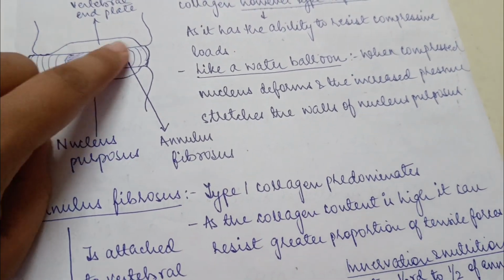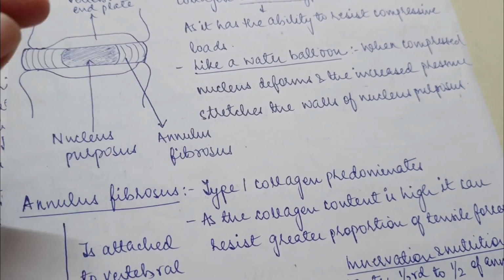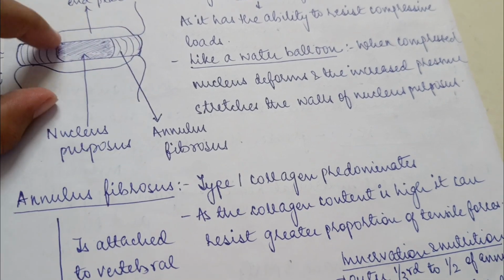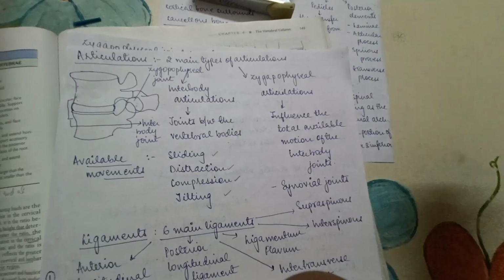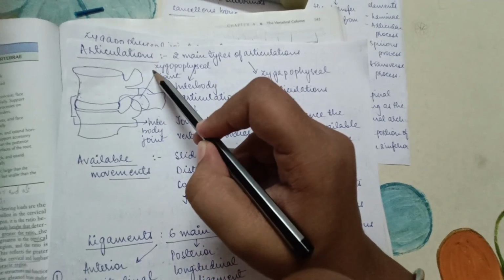Okay, and this annulus fibrosus is attached to the vertebral end plates by Sharpey's fibers. There are small connections which connect the annulus fibrosus and your vertebral end plates, and they are said to be Sharpey's fibers. So the last portion to be included in the introduction part is the articulations.